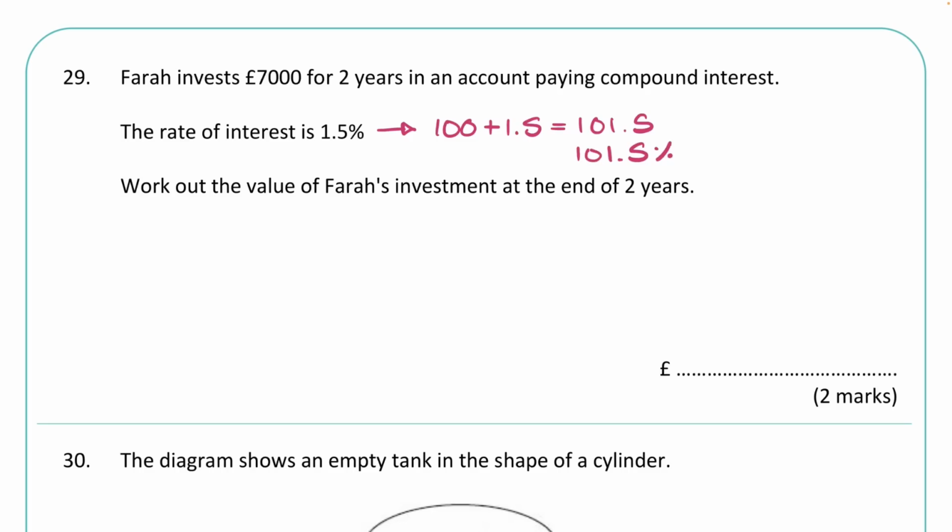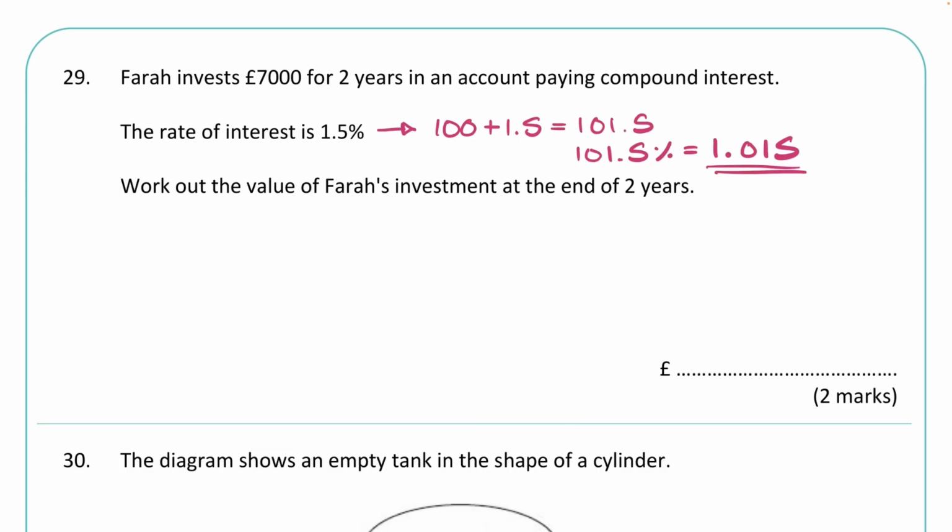101.5%, if you type it into your calculator, comes out as 1.015. And that is the multiplier that we need. To get that, you'd literally just type in 101.5, normally press shift and there's a percentage button on your calculator somewhere. And again, I'll link the video so you can see what mine looks like. But there we go, we get our multiplier.